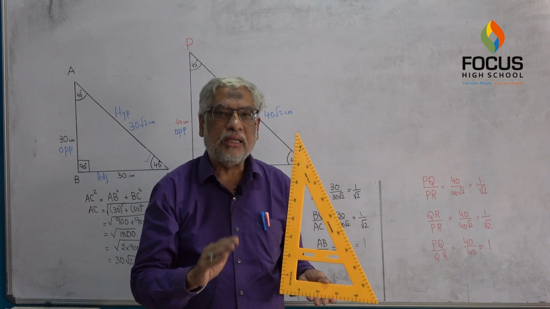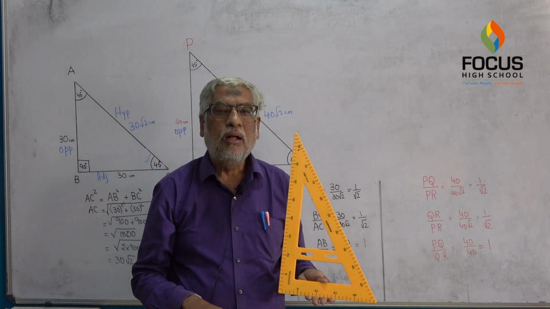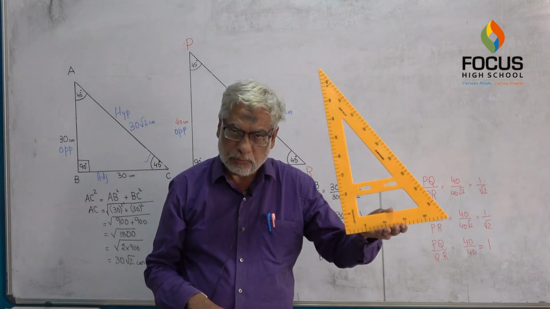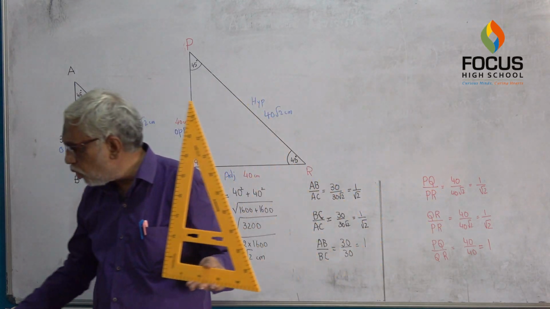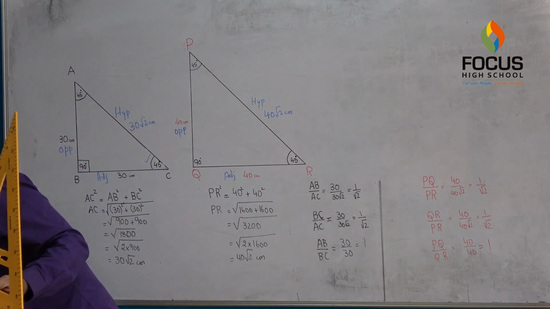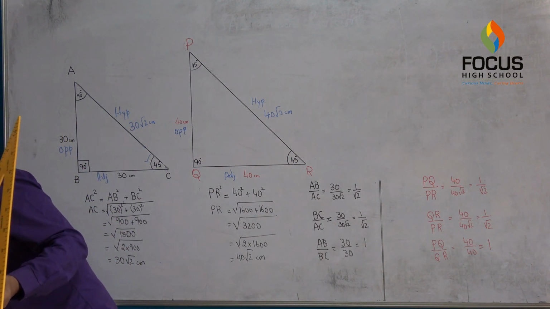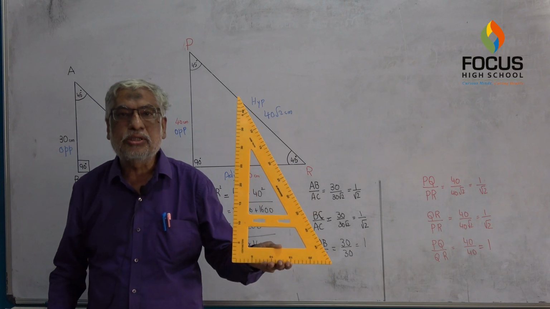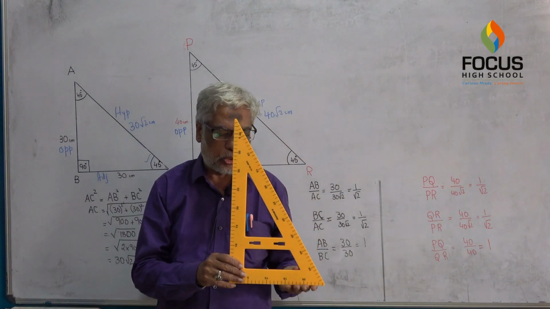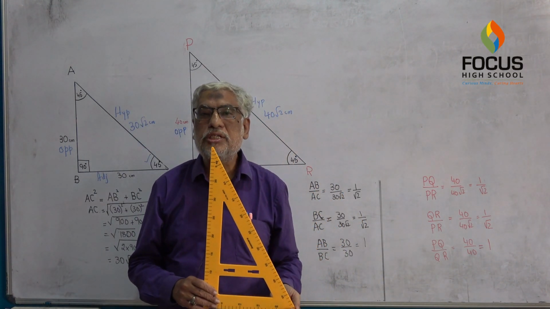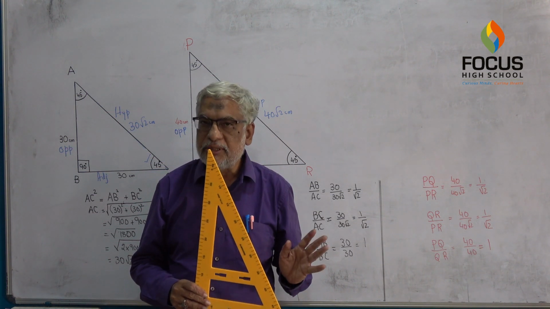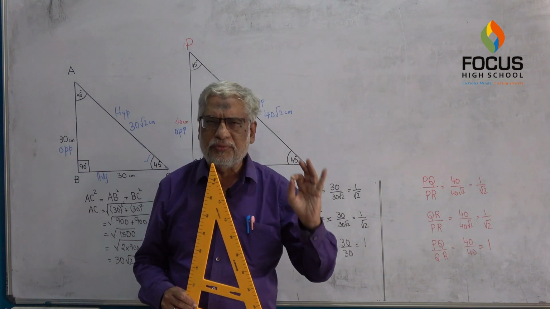Sine 30 is half. Whether it is half for this big triangle, it is also half for the smaller one, which is there in your compass box. You measure, you can find it out on your own. You do this exercise on your own. It will be the same. So this is the basic, the fundamental of trigonometry.